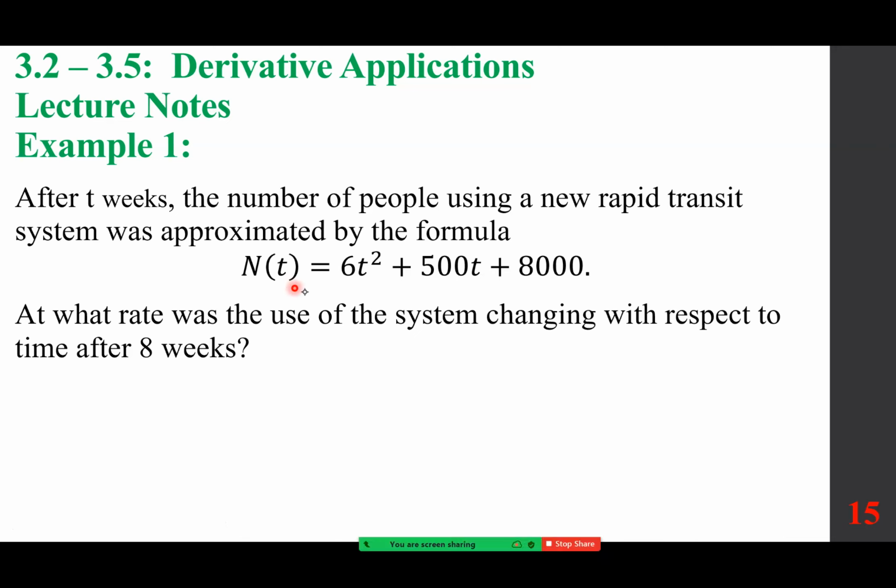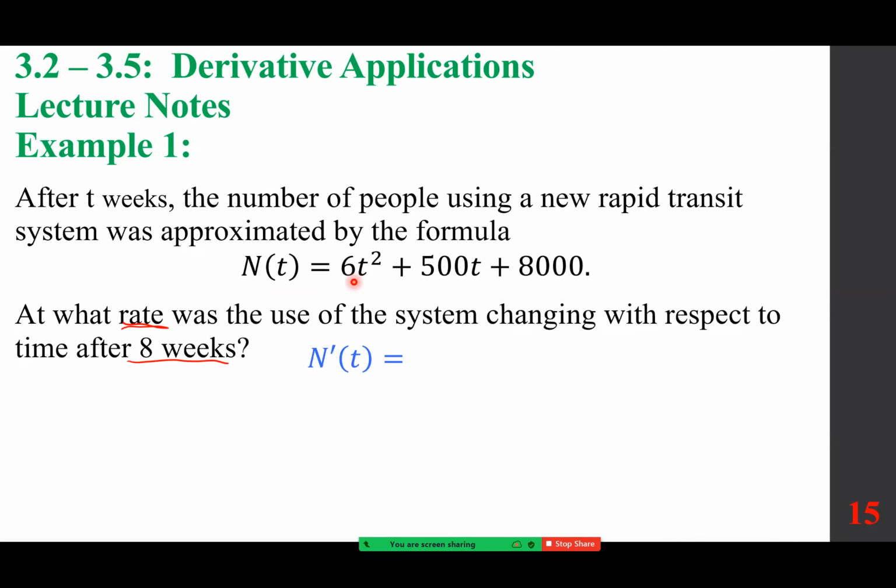Excellent. This is n of t. N is a function of t. A couple of things I want you to notice. The moment you see rate, that means either instantaneous rate, which means differentiation, or average rate. But when it says after 8 weeks, that means instantaneous because it's 1 point in time. So make sure you realize why we need the derivative. So we need n prime of t.